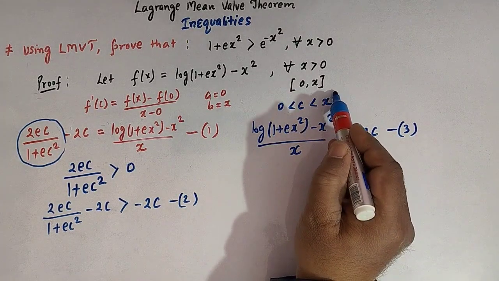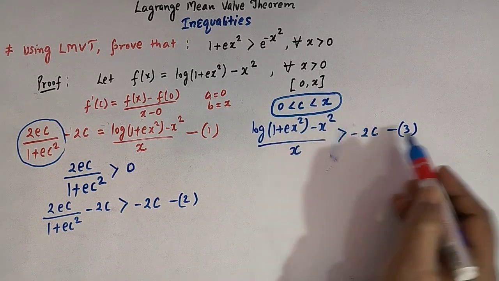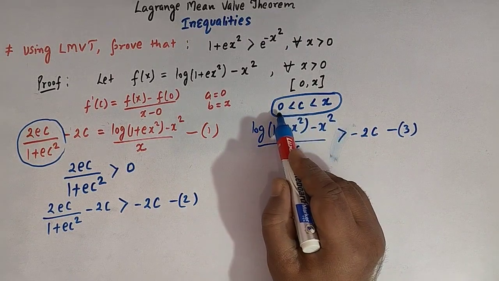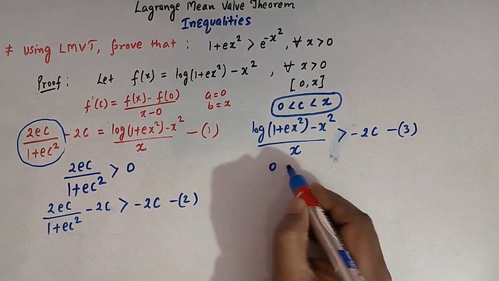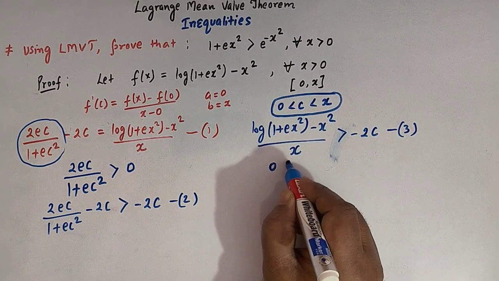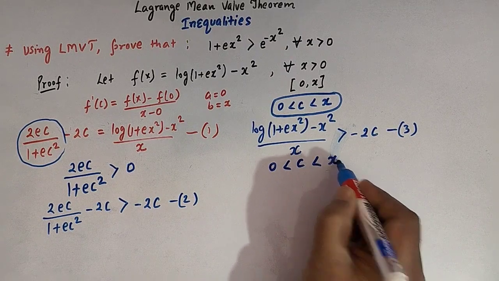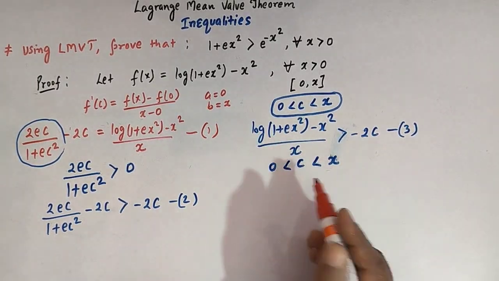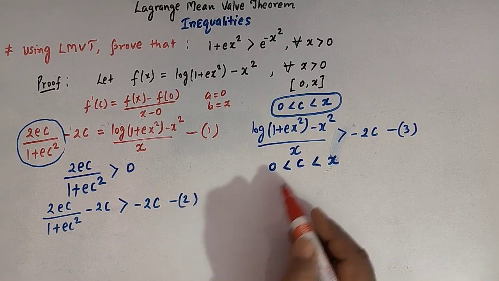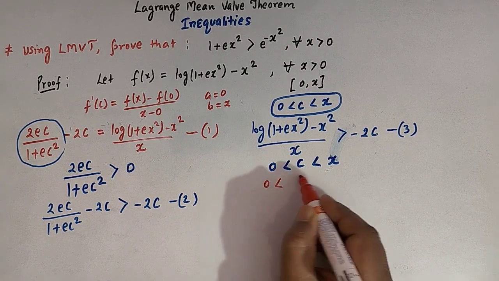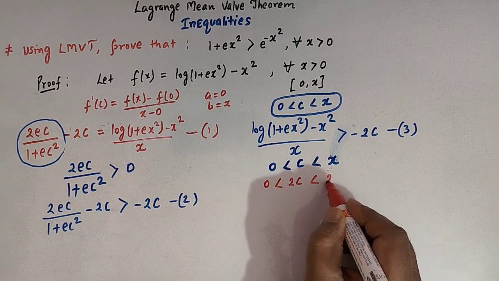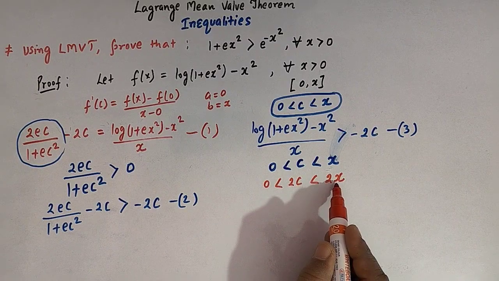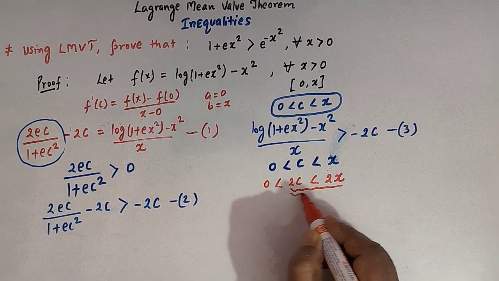Okay, now let us consider this inequality. So we have obtained this inequality number 3. Now let us develop another inequality by taking this one. So here we have c is greater than 0, but it is less than x, right? So now let us multiply throughout by 2. So what we will get, here we'll get 0, here we'll have 2c, and here we'll have 2x. So now we have 2c greater than 0 but less than 2x.